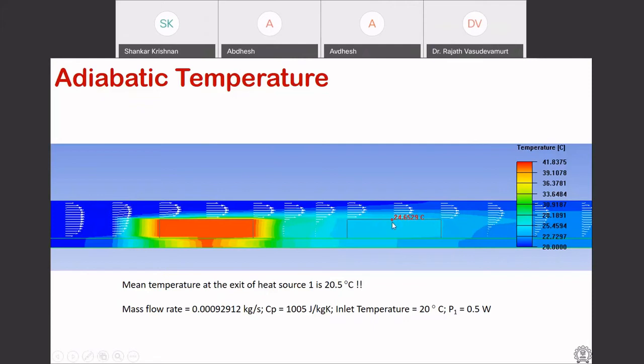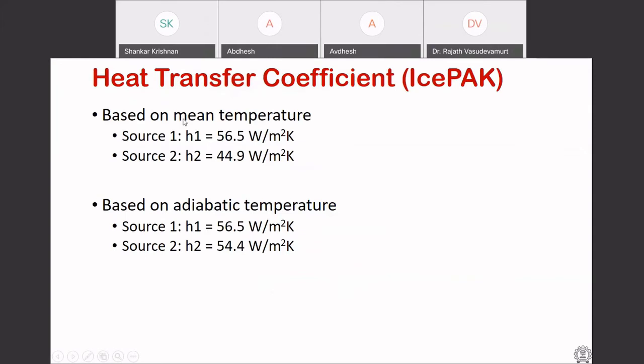as my reference temperature. So if I calculate the heat transfer coefficient based on mean temperature, the first heat transfer coefficient will be 56.5 watts per meter square Kelvin. The second source will say 44.5. However, if I use the adiabatic temperature based definition, then I see that both of them are almost close. This is due to some numerical error. I didn't do a fine mesh or anything like that.